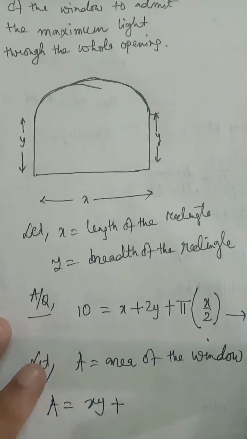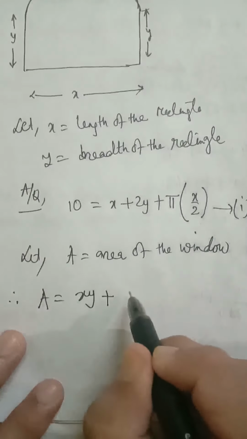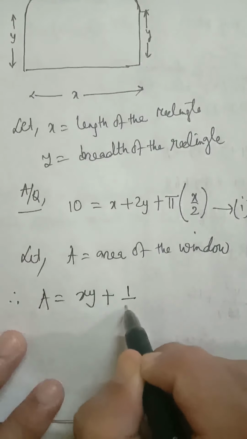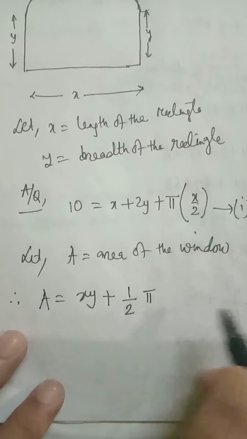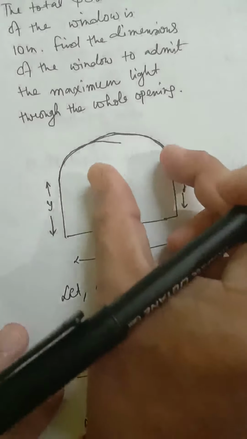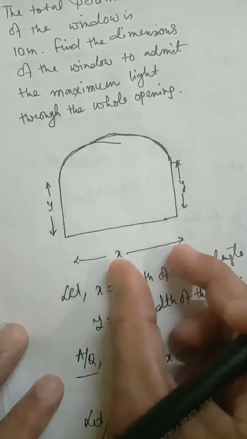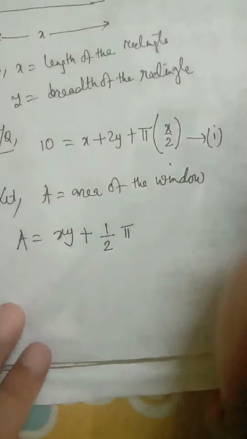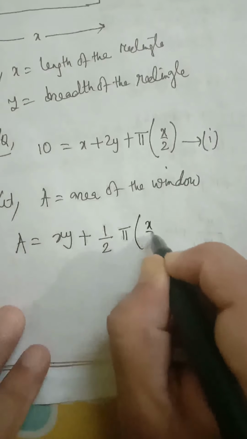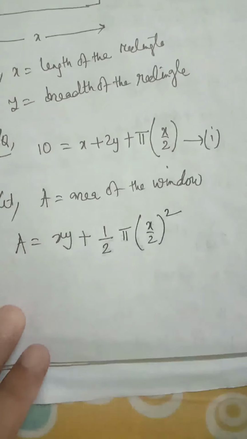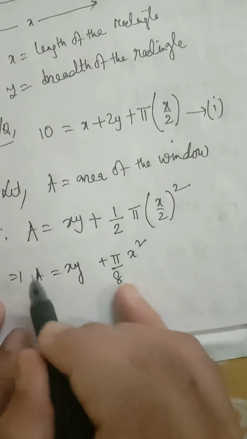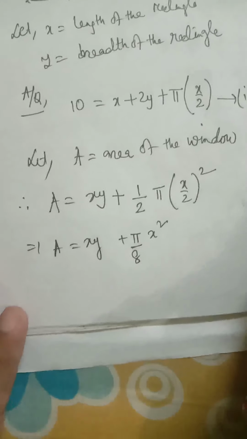Area of circle is pi r square, so area of semicircle will be half into pi r square. And what is the radius of the semicircular part? It is x by 2. Radius of the semicircular part is x by 2. So A equals xy plus pi x square by 8.